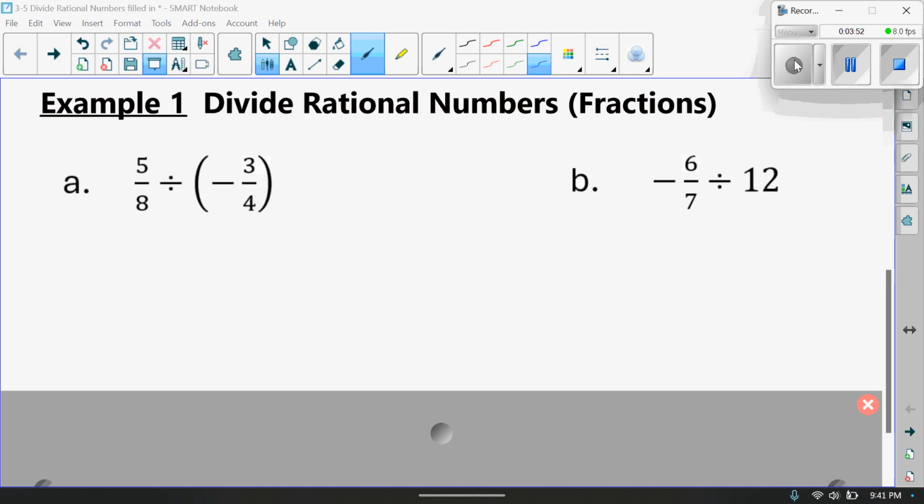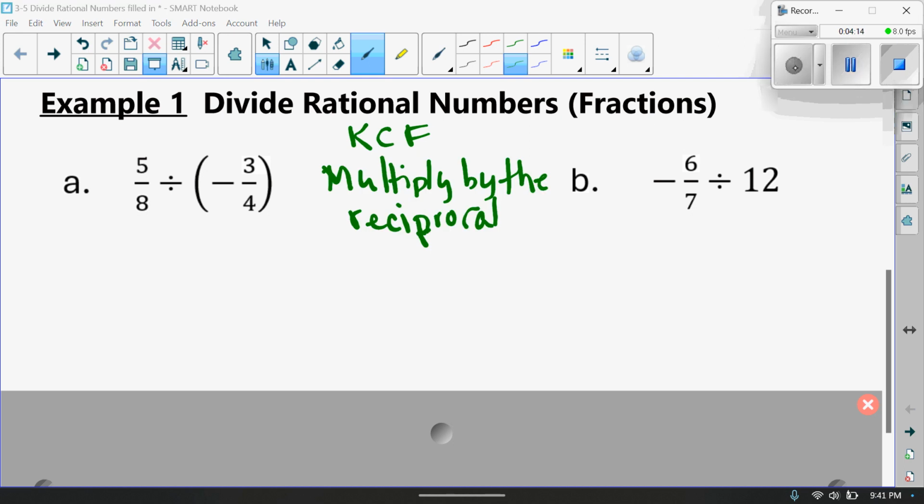So for example 1, we are dividing rational numbers. We're going to divide fractions. When we divide fractions, you remember from 6th grade, it is keep, change, flip. What that means is we're going to multiply by the reciprocal. Let's write that down. We're going to multiply by the reciprocal.